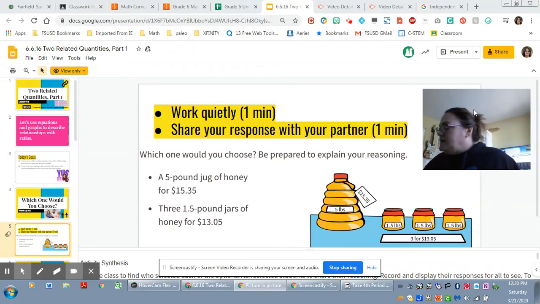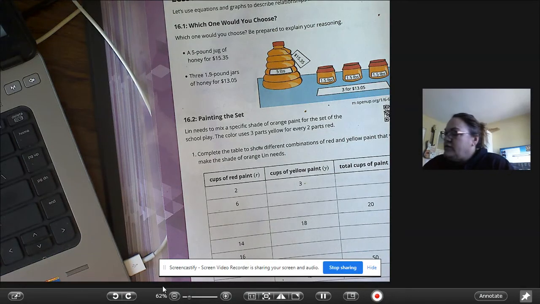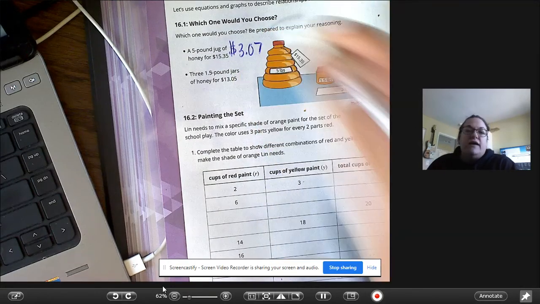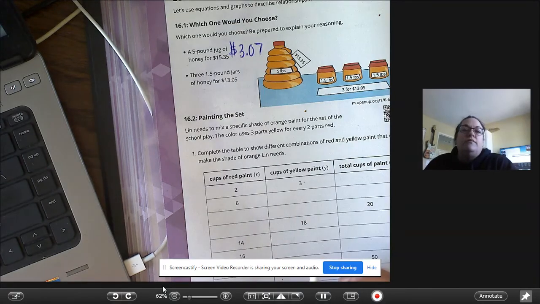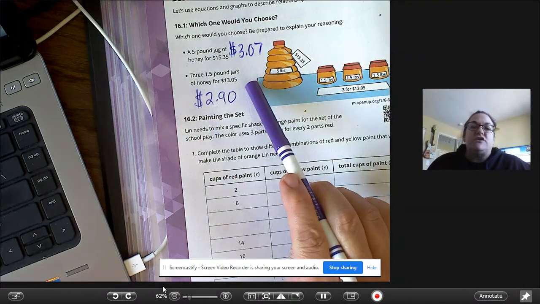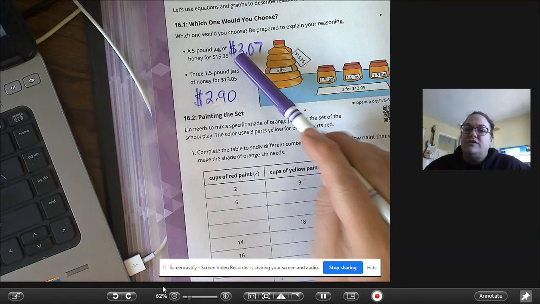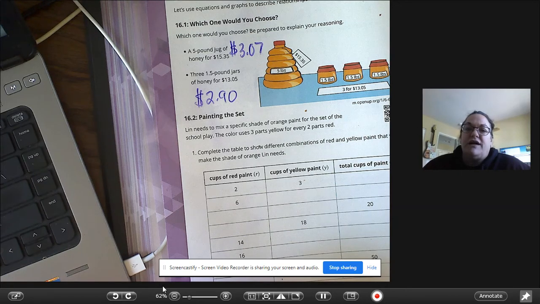The 5-pound jug, $15.35 for 5 pounds, came out to a cost of, and I'm going to show my book here. Okay, so my book, and I'm going to write the answers down here. If you divide 15.35 by 5, you get $3.07. And for three 1.5-pound jars, if you divide 13.05 by 1.5, you get $2.90. So the better deal is actually the second one, the three 1.5-pound jars. A lot of people automatically assume that it would be the 5-pound jug because we're used to getting more for our money when we have less packaging, due to Costco and things like that. So don't get caught. Always do the math, okay?